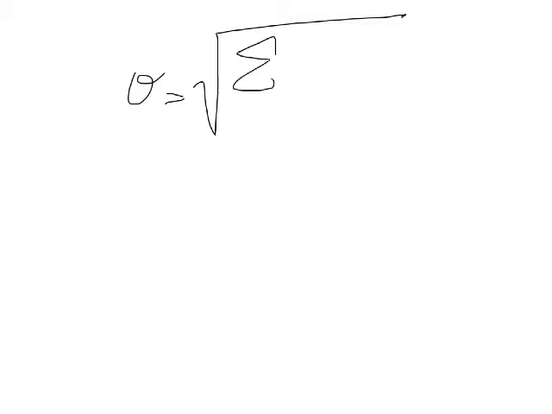So the formula, go ahead and copy that down, is sigma is the square root of all of the data sets gathered together of the difference between each data set and the mean of the whole data squared, all divided by n.